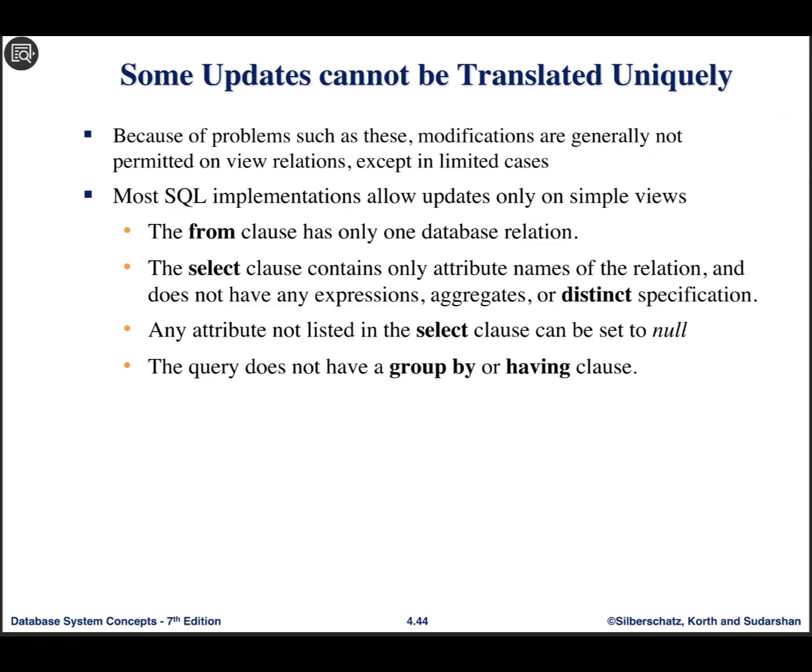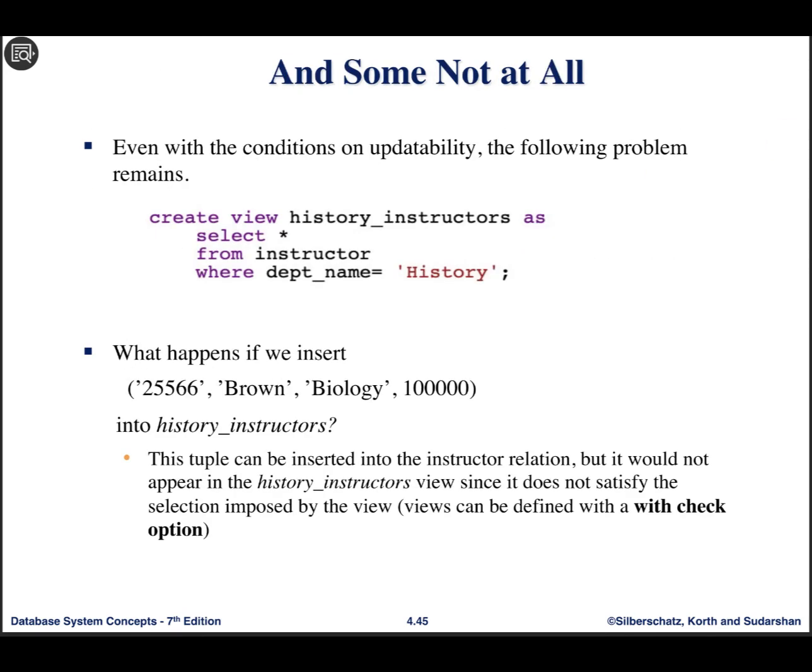Even with this instruction, we still have an issue. Assume that I give you something like this: create a view, history instructor, that contains information about the instructor and the history department. Select star. In this case, you're going to select all the instructors that belong to the specific department. So the history department, all the instructors, put in this view. It's easy. One relation, simple. All the attributes that belong to this relation, it's fine.